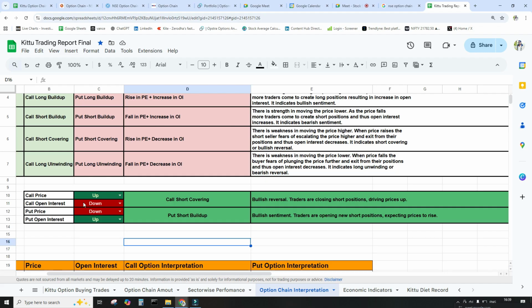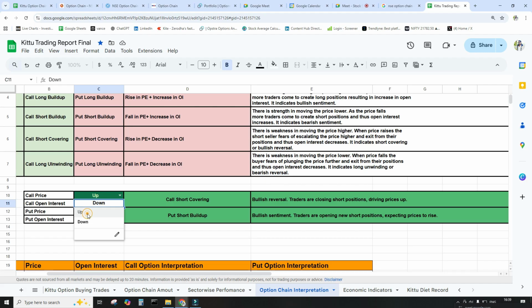So let us only concentrate on the call side as of now, because if I discuss the put side, again it would be a bit confusing. In Nifty, please make a note of this, because this can really help you to understand. If the call price is increasing and open interest is increasing, then we can see call long build up. That means it is a bullish segment.